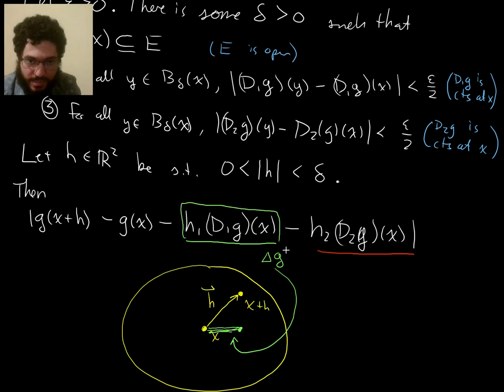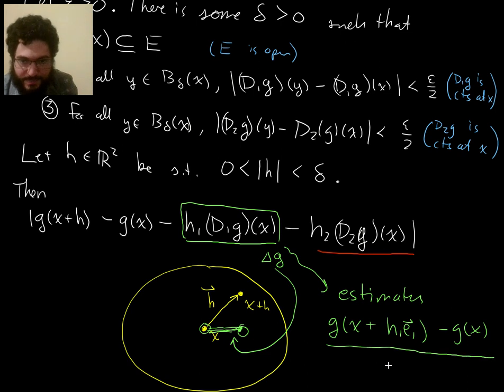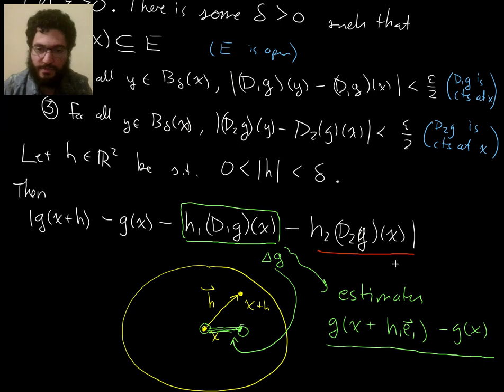To write that more precisely, this estimates g at x, g here minus g there. So g here is g at x plus h1 e1, and then g there is g at x. So this part estimates this. By estimates, I mean when h becomes small, this becomes close to this. That's sort of the point of a partial derivative, right?